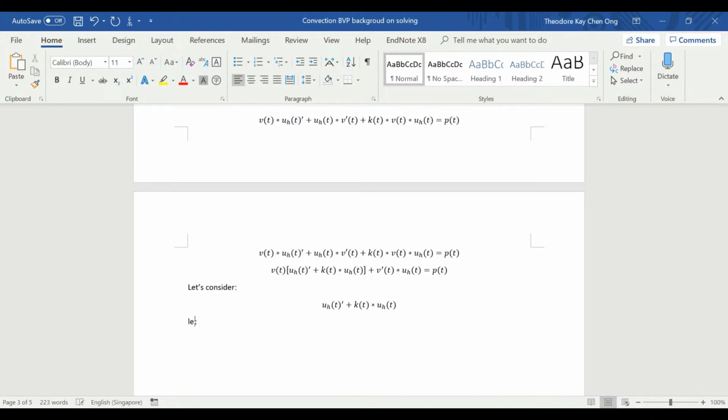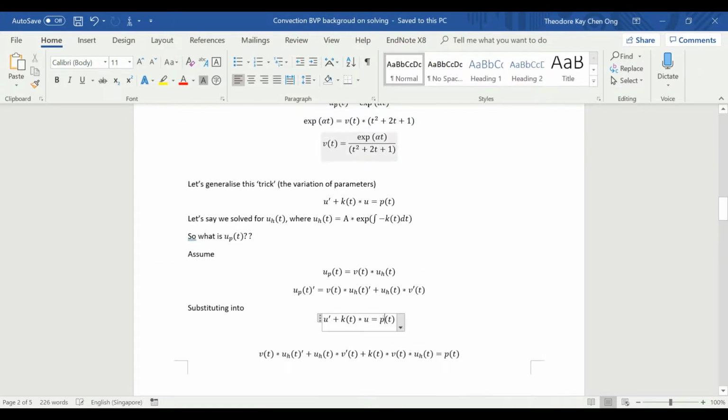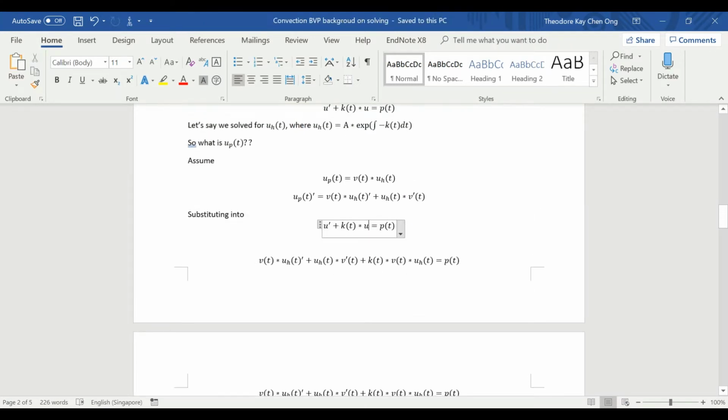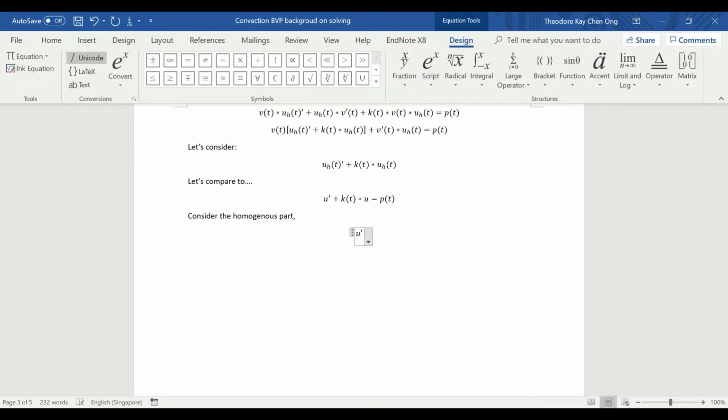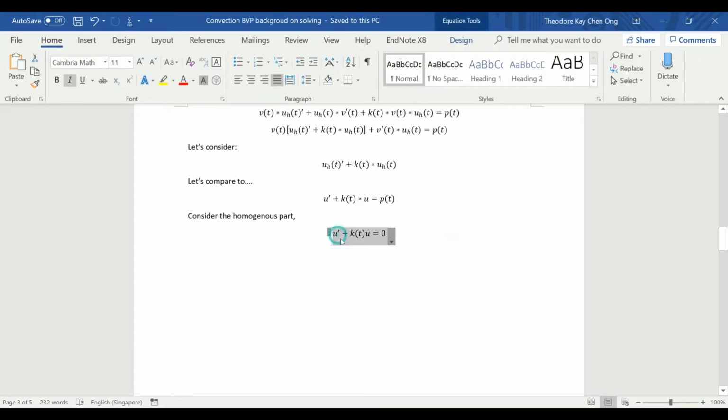Well, let's compare it to the original ODE that we have. This is the original ODE, and if we just consider the homogeneous part, u prime plus kt u equals 0, so this is what the homogeneous ODE looks like. And take a look at how this and this compare.